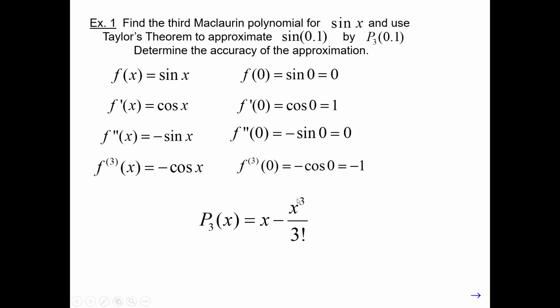I'm stopping here because they said the third Maclaurin polynomial, so that's the polynomial that's based on our third derivative, which is this term right here. That gave me a value of negative 1. So we put this together using our Maclaurin polynomial formula. We get x minus x cubed over 3 factorial. So let's approximate sine of 0.1 using our polynomial.